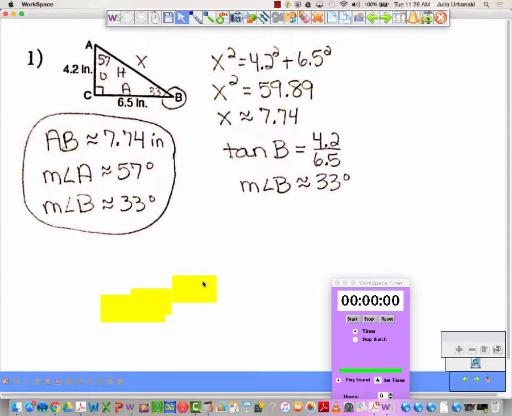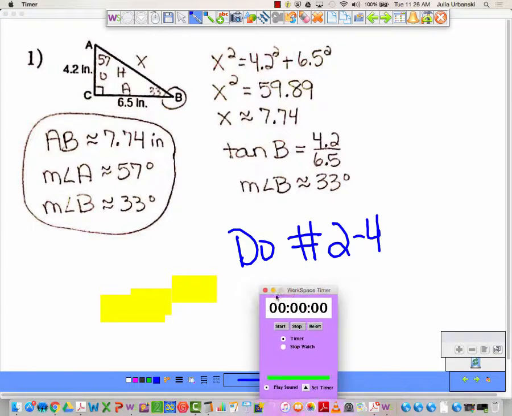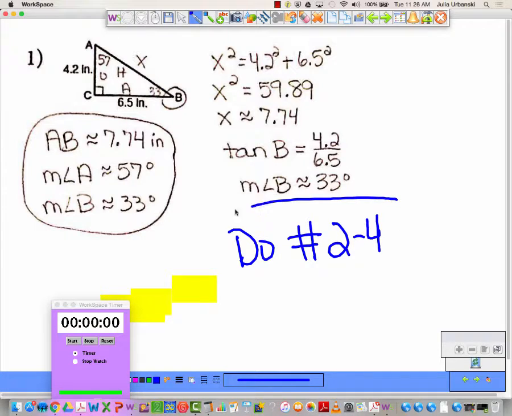33. You have the rest of the period to sit with the partner, work with the partner, and do number 2 through 4. I want you to come up to me for a stamp because I want to see if you're doing okay before you go home to try some of these on your own. Your homework is only 4 problems.